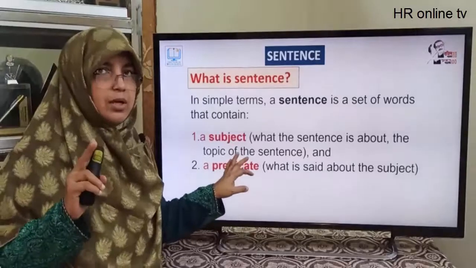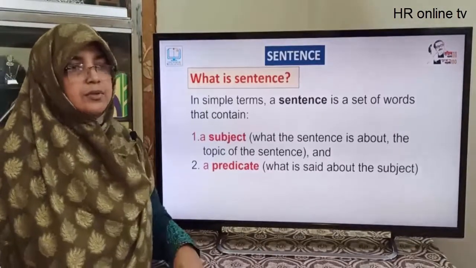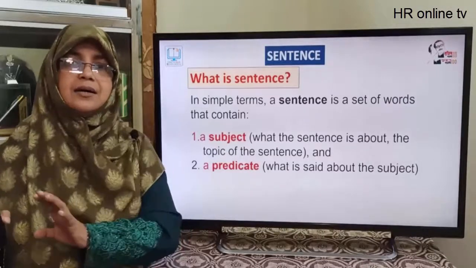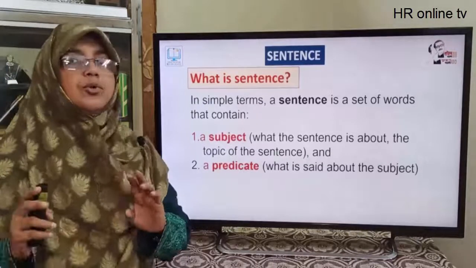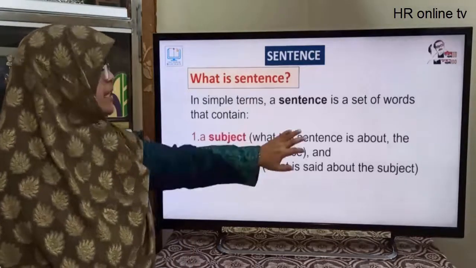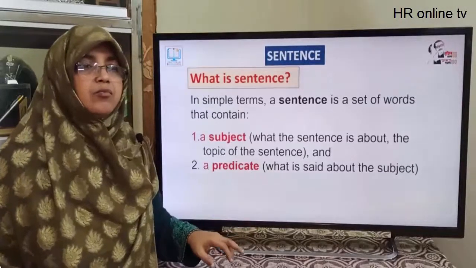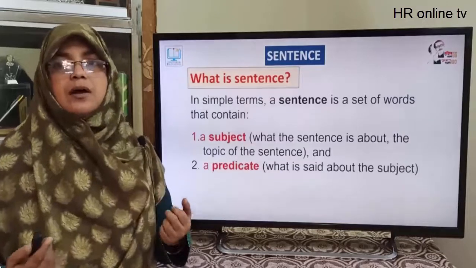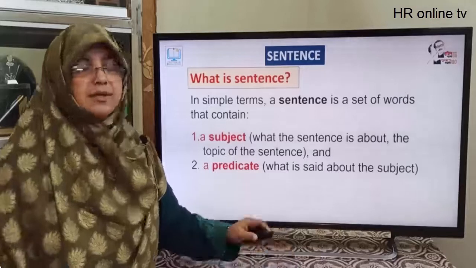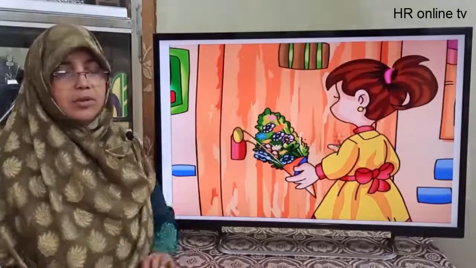So, every sentence has two different parts, a subject and a predicate. What is said about the subject? Suppose, Meena is a girl. In the sentence, Meena is the subject, is a girl is the predicate. So every sentence has two parts for expressing its proper meaning. Okay, so what is a sentence? A sentence is a set of words that contain a subject and a predicate. Okay, in an imperative sentence, we sometimes don't use a subject. Suppose you have to order something, you have to request: give me a glass of water. Please keep it on your desk, something like that. So every sentence has a subject and predicate, and in an imperative sentence there is no need to use a subject.